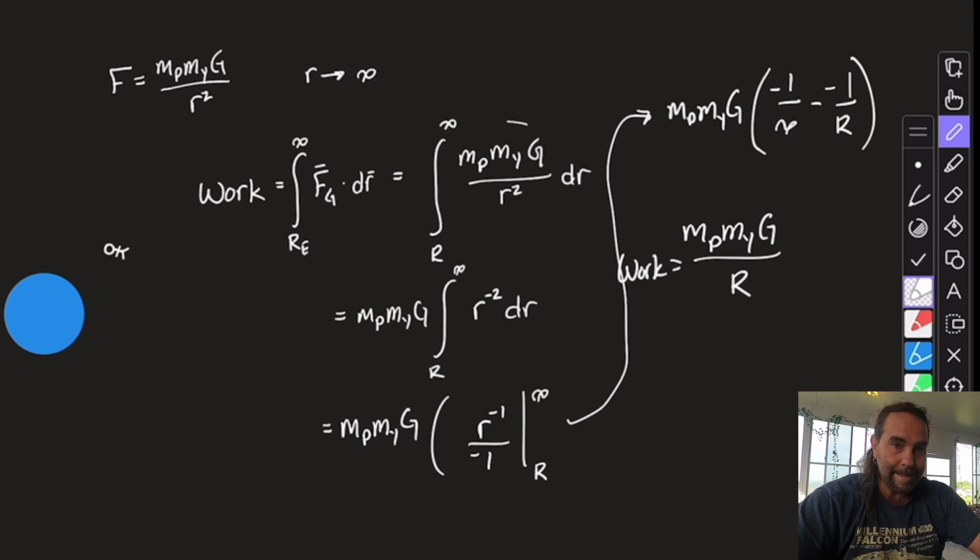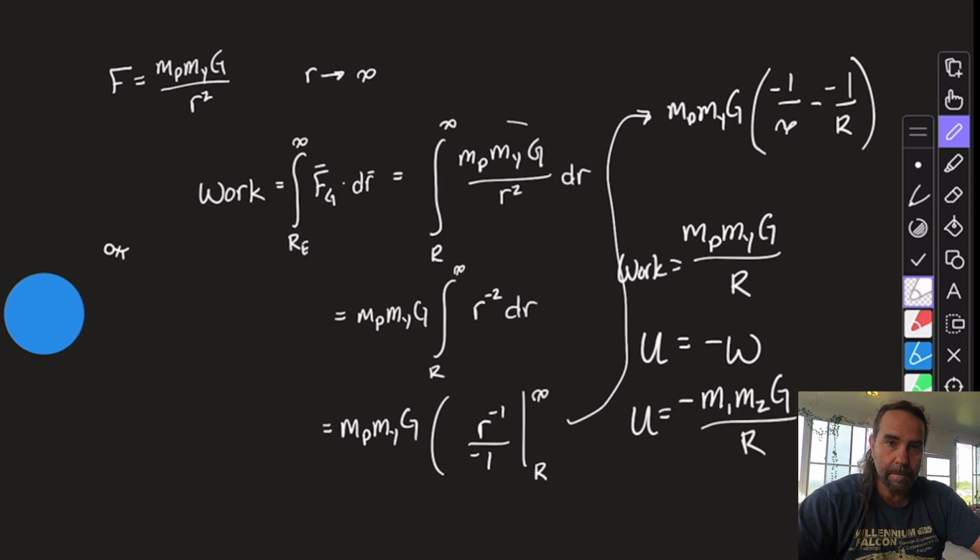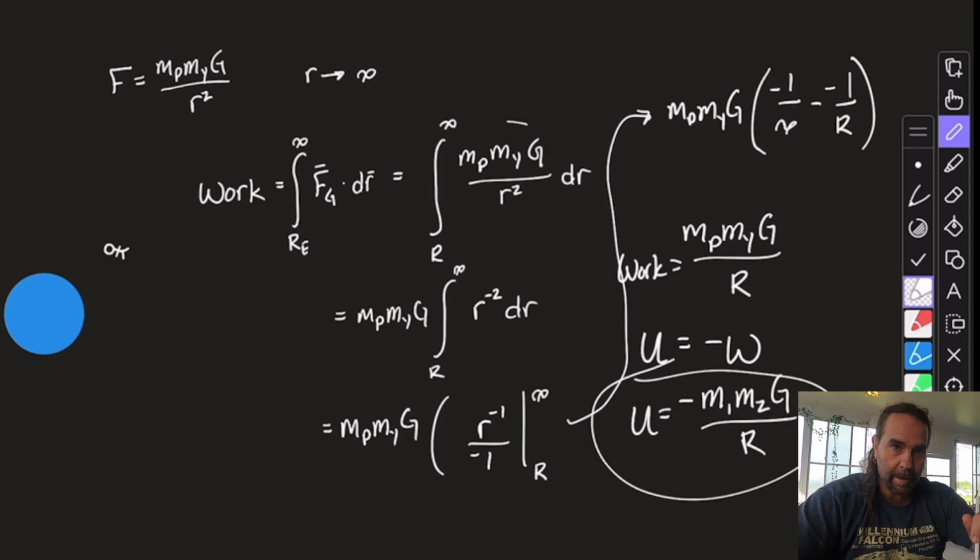Now, technically, potential energy is always minus the work done by the force. So what we say is potential energy is minus mass 1, mass 2, g, divided by the separation distance. Now, I know this is a lot, but hear me out. Your equation sheet has this on it with the negative sign.